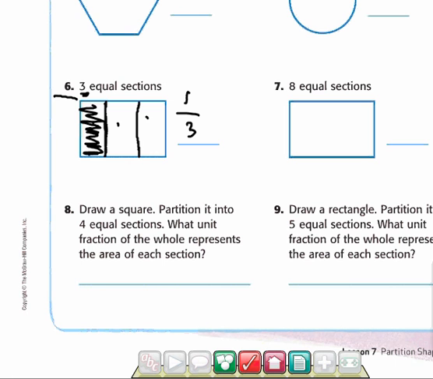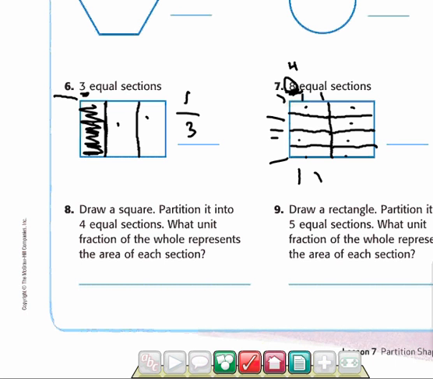And now let's take a look at number 7. 8 equal sections, we're back to even numbers, so we can go ahead and cut it right down the middle. Now, I want to take this section right here. If I divide 8 into 2 pieces, because we have 2 pieces right here, I'm going to get 4 for this section. So now, I can cut that in half. There's 1, 2, 3, 4. I can cut that in half. 1, 2, 3, 4. Alright, so if I shade one of those pieces, I should get 1 out of 8 because there are 8 pieces in all.